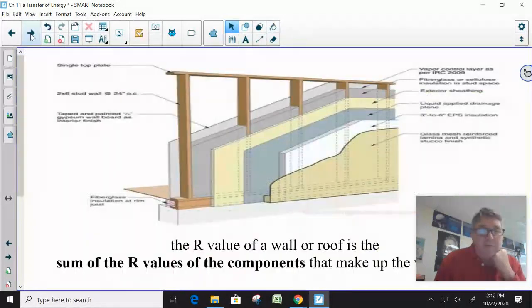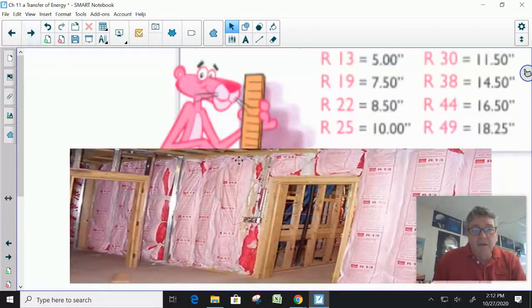There's building codes in every part of the country to make sure you're not wasting energy, which is a good thing. We don't want to waste energy. Most people have this pink insulation in your house, and the thicker the layer of insulation, the better the R value, or the better the insulation value.